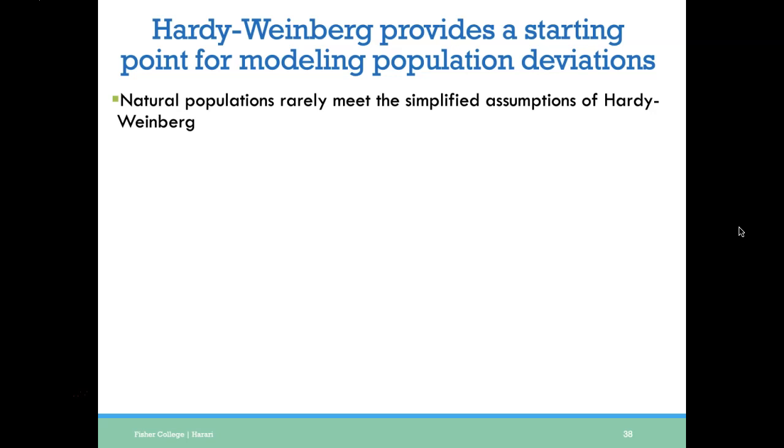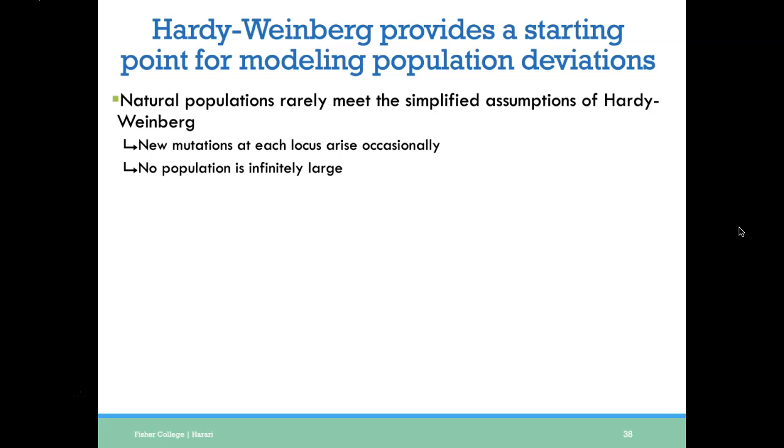The Hardy-Weinberg equilibrium provides a starting point that we can model populations around. Natural populations rarely meet the five assumptions that Hardy-Weinberg tells us, because new mutations are always going to arise by occasion. That's the nature of DNA polymerase and the mutagens around us. We know that no population is infinitely large. There is a finite number of matings. We know that there are migrations of small groups and individuals in and out of populations. And mating is not random.